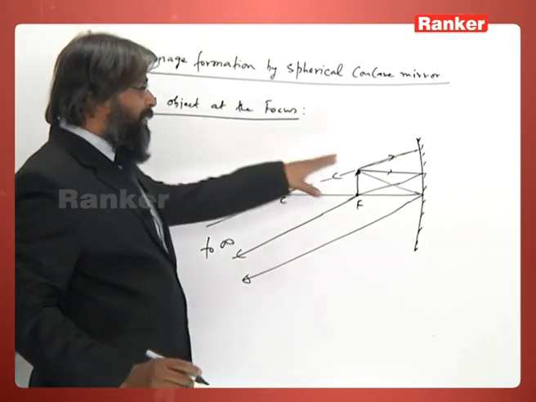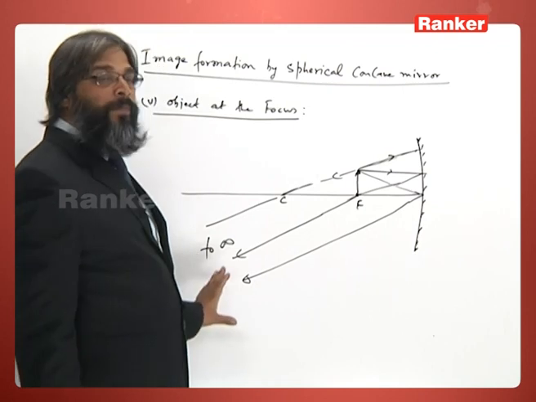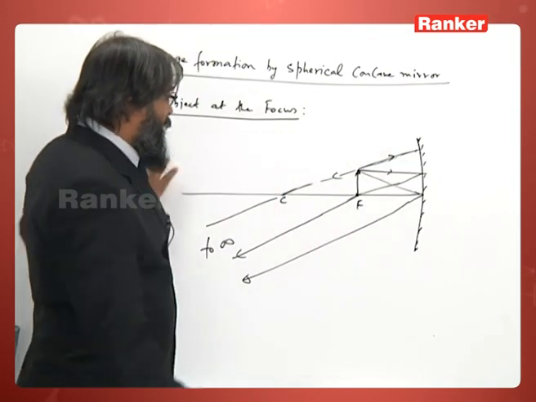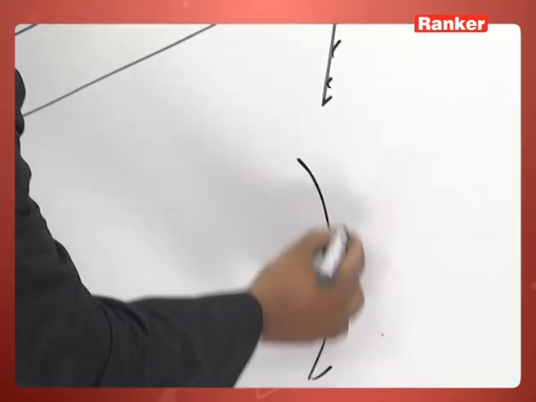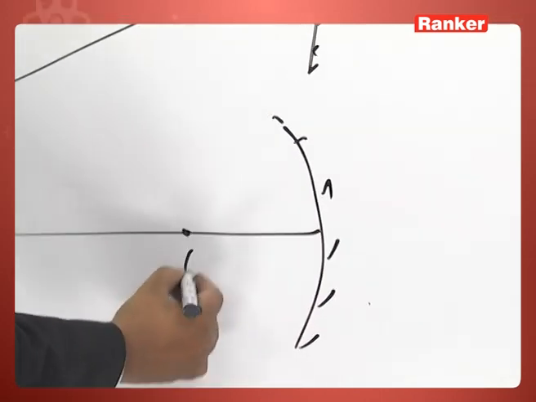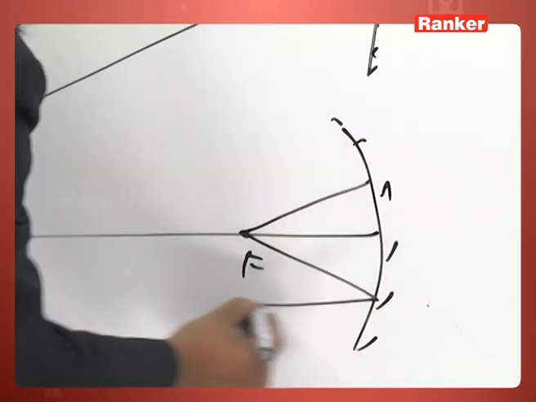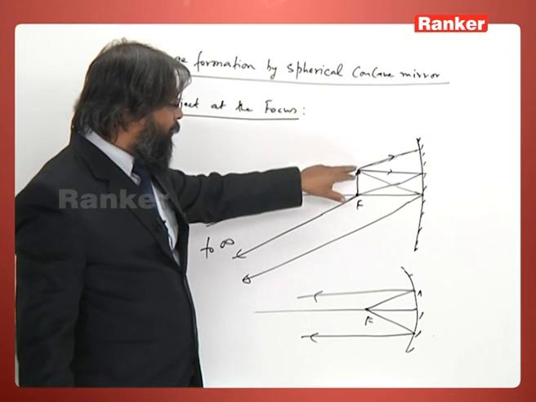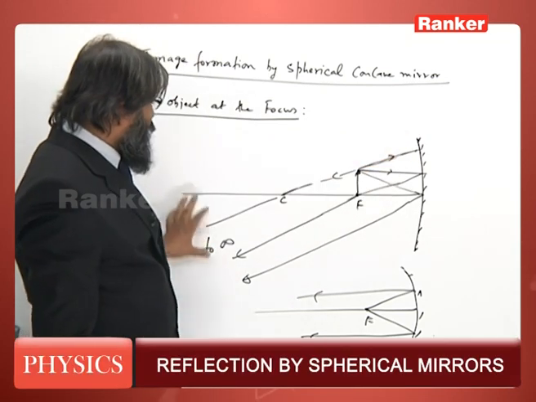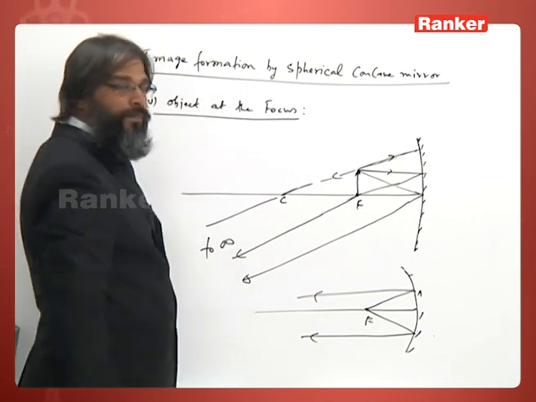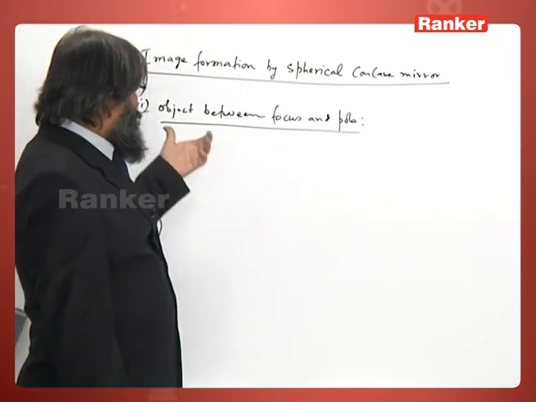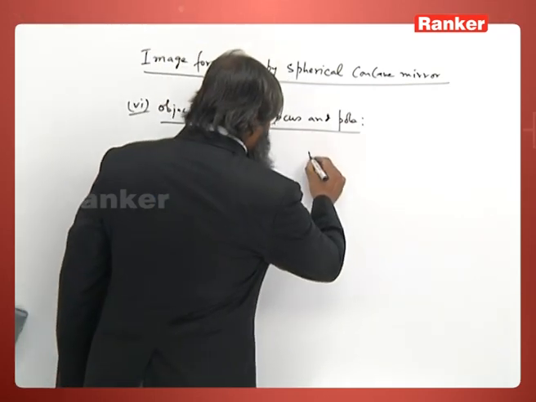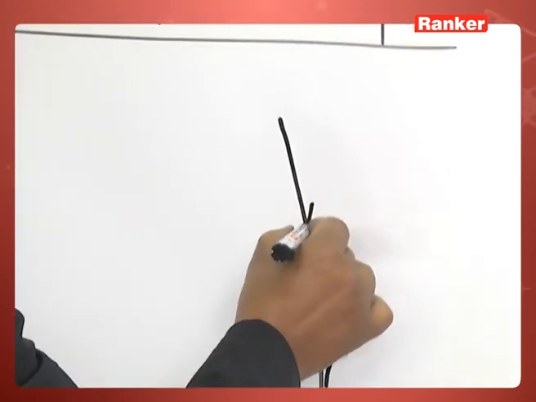So when the object is at the focus, the image is formed at infinity. If this is a point object, the rays will be parallel. If the object is a point object at the focus, any ray going from here will emerge parallel to the principal axis. But if we have an extended object, then the image will be formed at infinity and it is highly magnified. Now, let us take the case when the object is between focus and pole. So, the object is here now. This is the concave mirror.